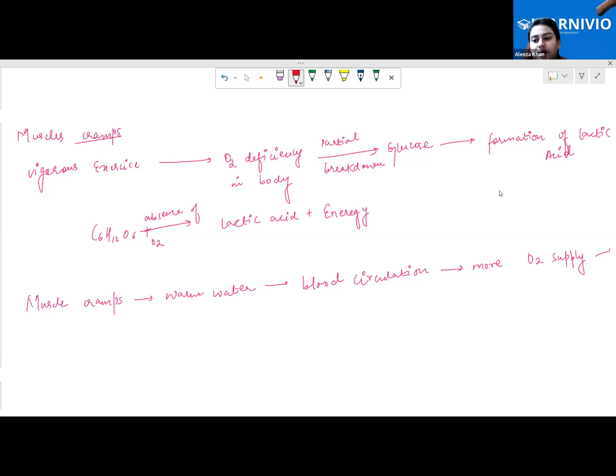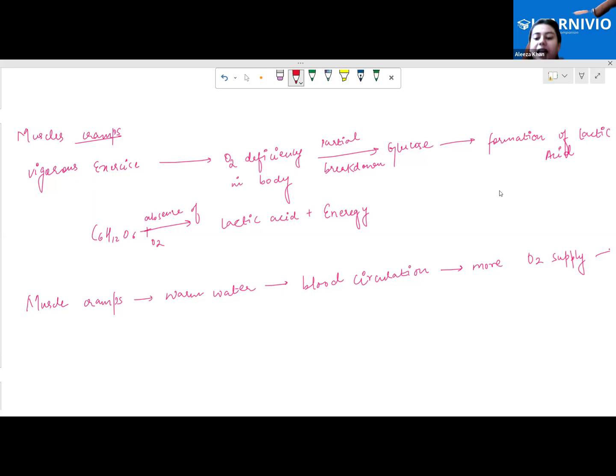So, is it possible that anaerobic respiration takes place in humans? Ma'am, like without the oxygen, right? Yes, without oxygen. It is possible. But this impacts the muscles in your body.